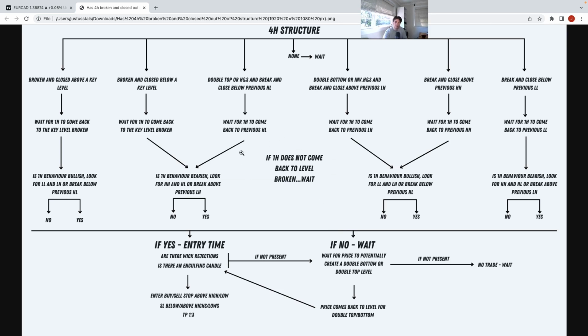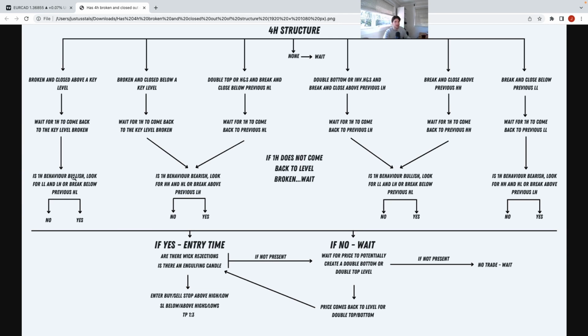Also, I forgot to note, I always get asked this: what do you do if the 1 hour doesn't come back to the key level? Don't trade. Okay, it's as simple as that. If you're a break and retest trader, you're not going to start taking trades when price doesn't retest. So if it doesn't come back to the key level, don't trade. Just wait, or the trade's gone. It doesn't matter, there's going to be a new setup.